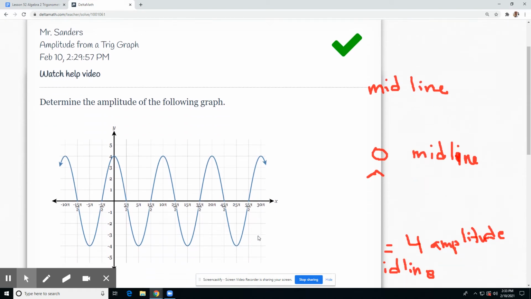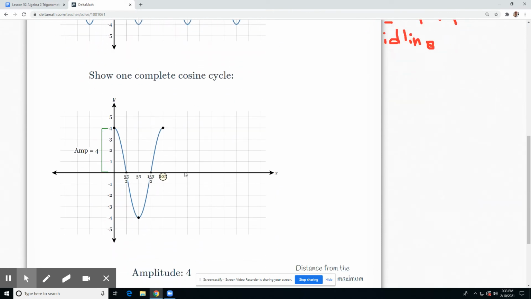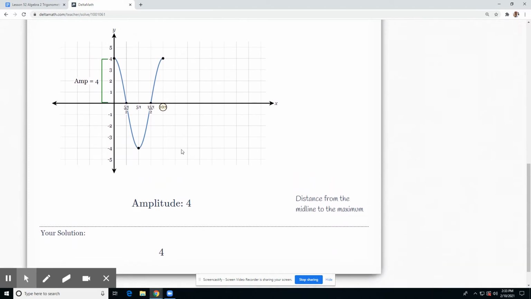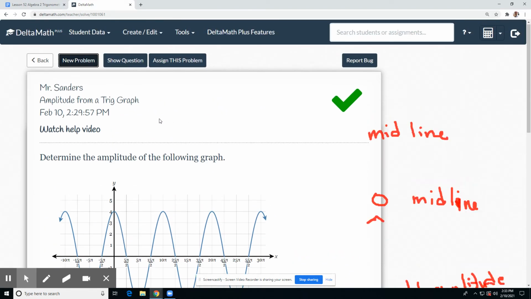All right, let's compare what they did. The amplitude, they're just showing it. So from the midline to the maximum, 4. All right, it'd be nice if they had the formulas, but that's okay. Let's see the next one.